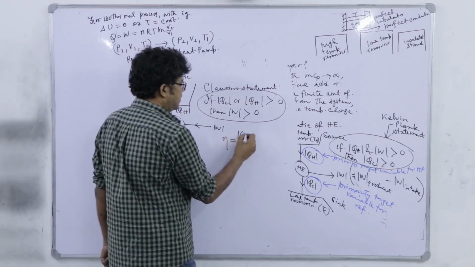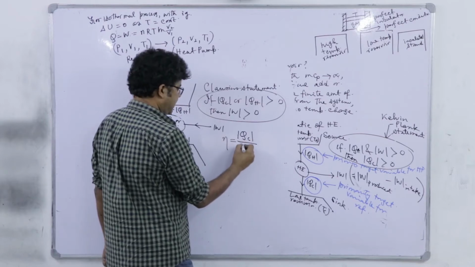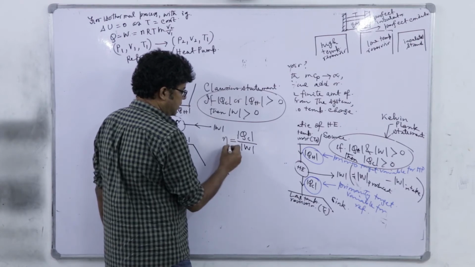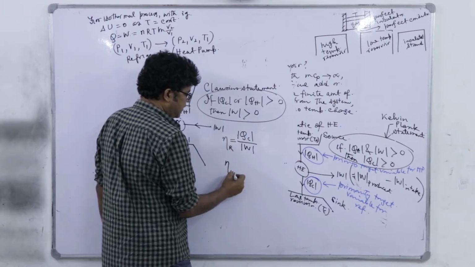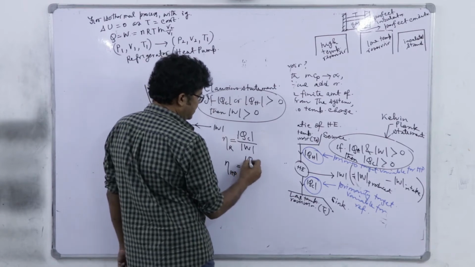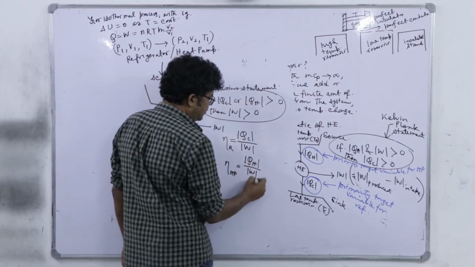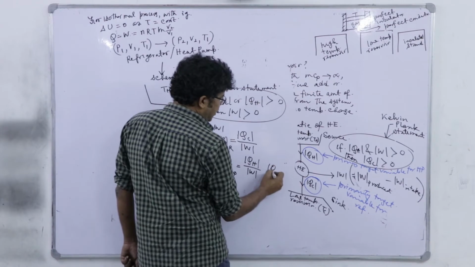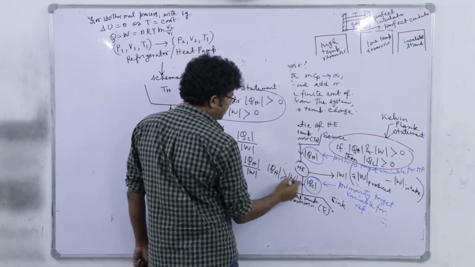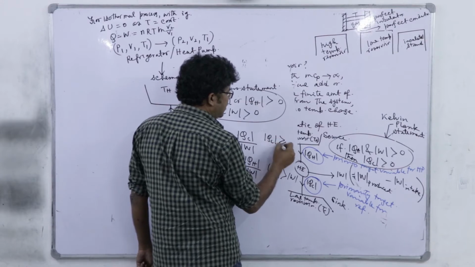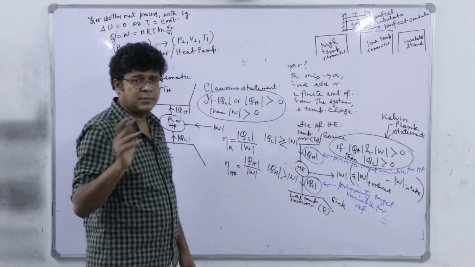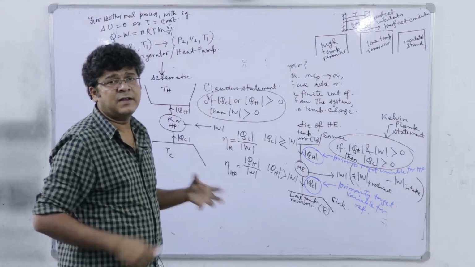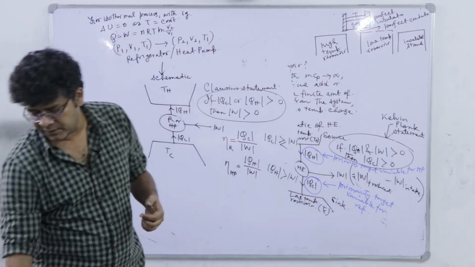So we write mod QC by mod W, or efficiency of this refrigerator and efficiency of this heat pump we can write mod QH divided by mod W. Now you see that mod QH, from energy balance we can get that mod QH is always greater than mod W, and here mod QC may be greater or less than mod W, we do not know. So in both of the cases this term becomes greater than 1 and violates the conventional understanding or the notion about efficiency, right.